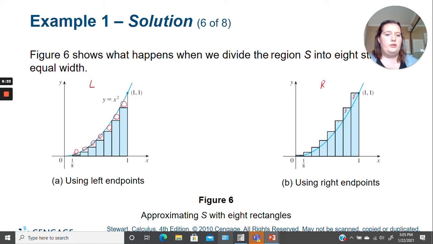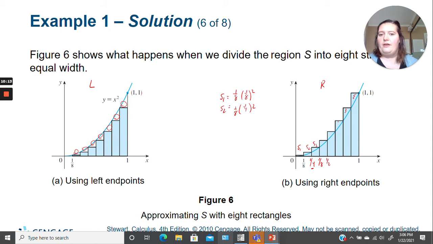And how you would go about doing those, well, here you're going to have S1, S2, S3, etc. I'll do S1 and S2 for you on the right. Now each rectangle is going to have width 1/8. So all of them are going to be 1/8 times something. This would be 1/4, then 3/8, and then 1/2, etc. For the height of that first rectangle, it's coming from the right-hand endpoint, so 1/8 squared. For my next one, it's coming from, again, the right endpoint, so that would be 1/4, so 1/4 squared. You'd figure out all 8 of those, add them up.